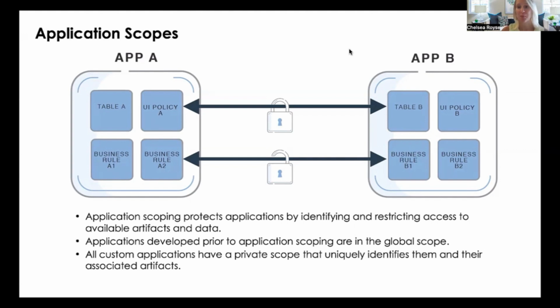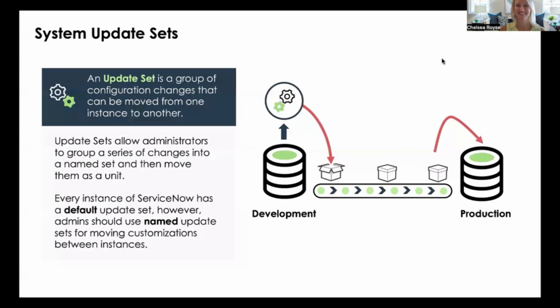You can work on a private scope, and this will help you to make sure the data is correct before it goes global, for example. This can be utilized when you're moving different things from one source to another. To move something from development to production, you use what's called update sets.